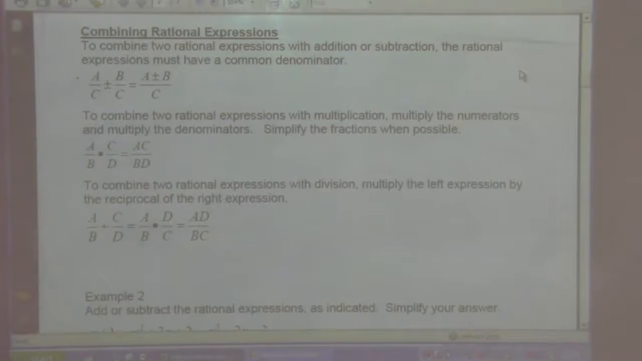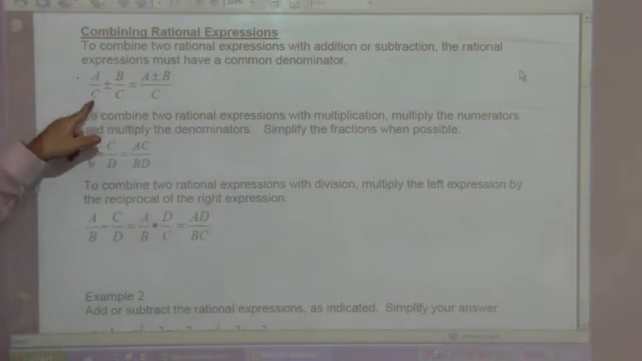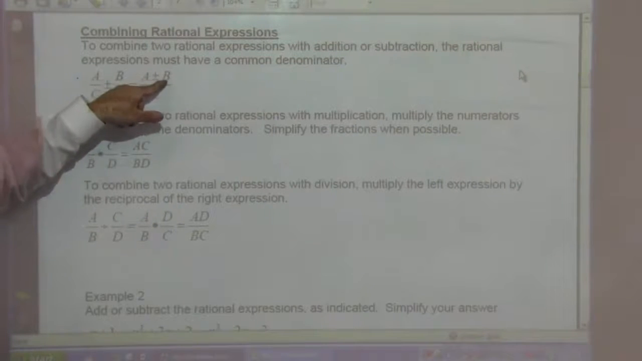So, to combine two rational expressions with addition and subtraction, the rational expressions must have a common denominator. So once you get to a common denominator, we'll call it C, A over C plus or minus B over C is just going to be A plus or minus B over C.